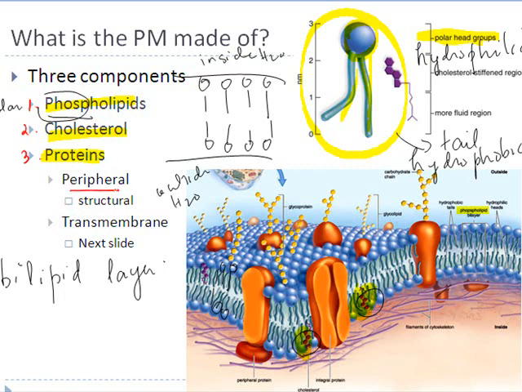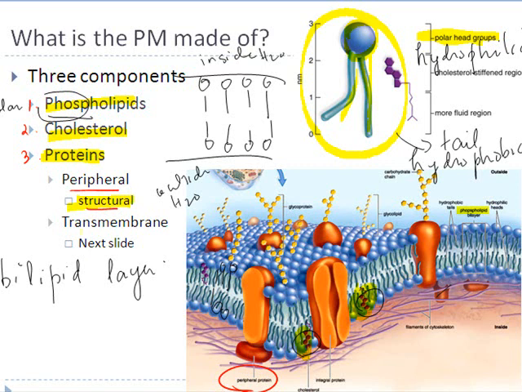The peripheral is the name given to those proteins that are present either towards the outside or the inside, towards the peripheral region. That's exactly where it comes from. And these are mainly structural in nature, which means that it gives its structure to the membrane.